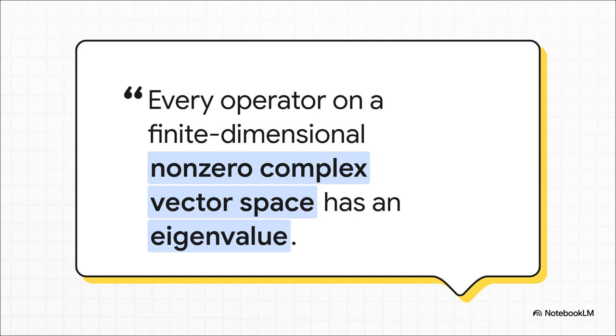And just to wrap up, there's a really powerful guarantee we have. Thanks to the fundamental theorem of algebra, if we're willing to work with complex numbers, every single operator has at least one eigenvalue, guaranteed. So in the complex world, every operator has a secret code. There's always a thread we can pull on to start unraveling its secrets.